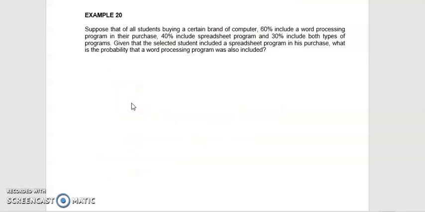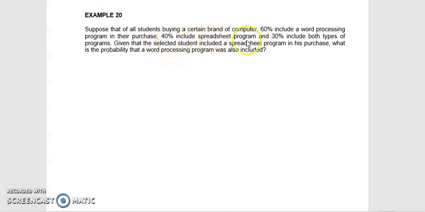Now let's look at this example. Suppose that of all students buying a certain brand of computer, 60% include a word processing. So again, probability can also be expressed as a percentage. If 60%, that means 0.6.